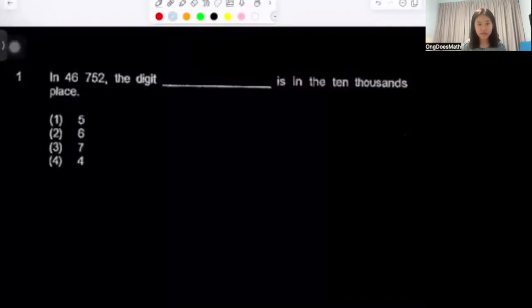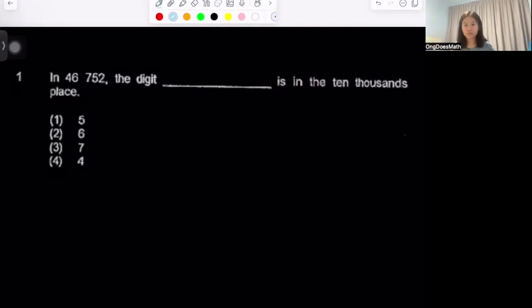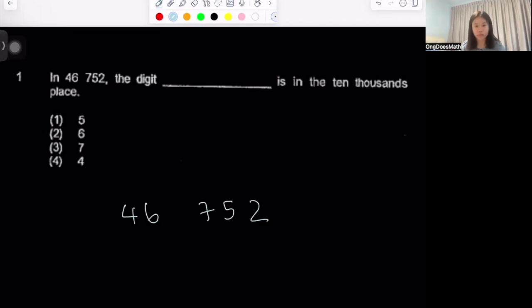In 46752, the digit blank is in the 10,000s place. Okay, so let's write down the number first. 4, 6, 7, 5, 2. We'll work out the problem slowly.